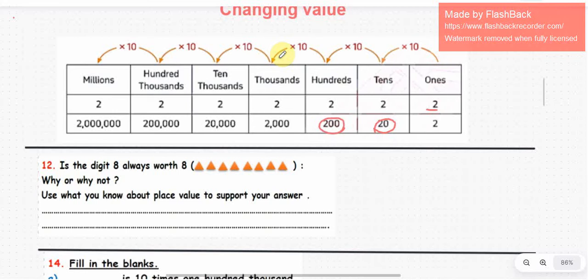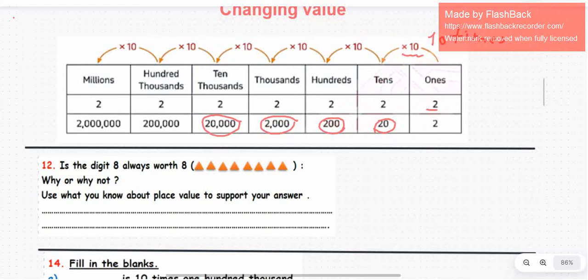If I jump to the next place, the thousands, the value of the 2 will be 2,000. If I jump to the next place, 10,000, the value of the 2 will be 20,000, and so on. So when I jump from one place to the next place, that means I do times 10. That means 10 times, 10 times.